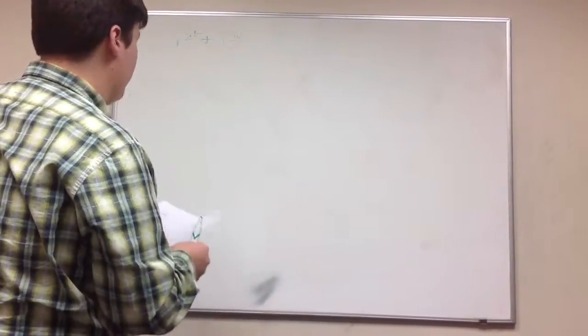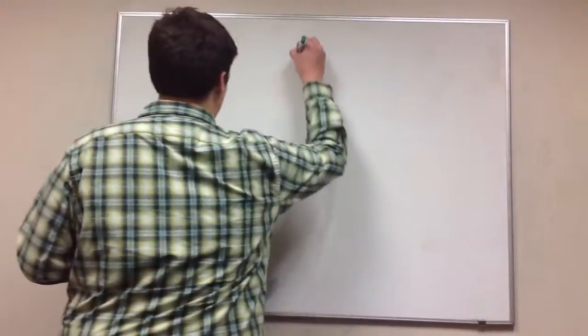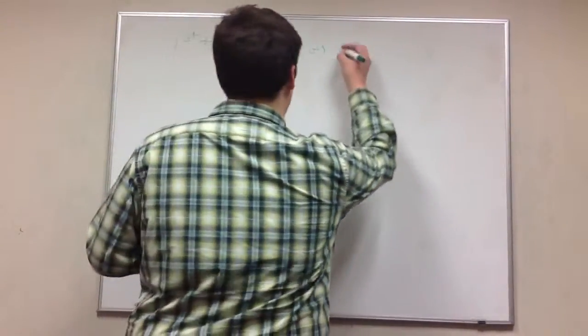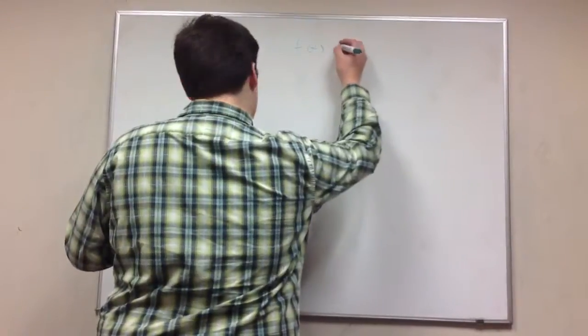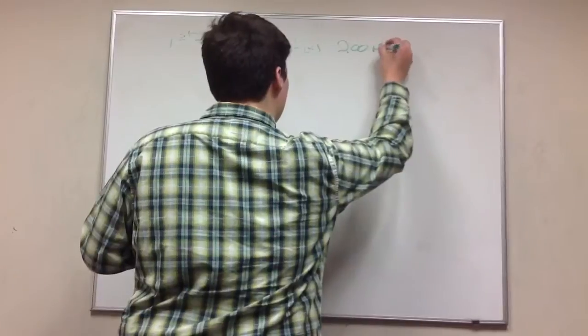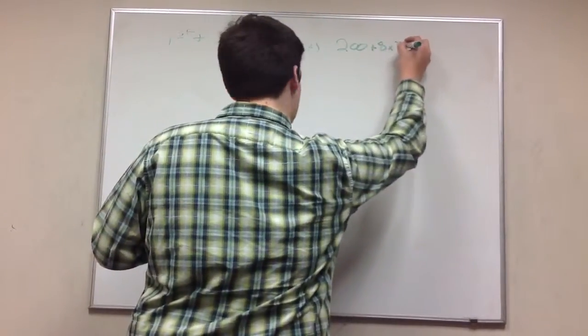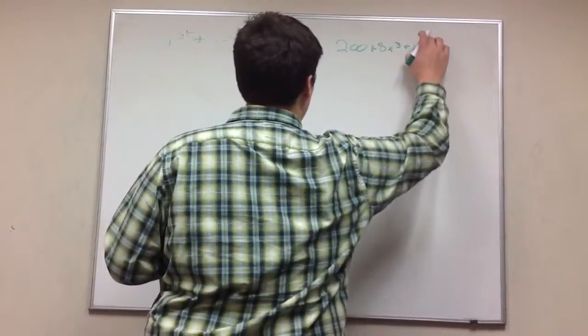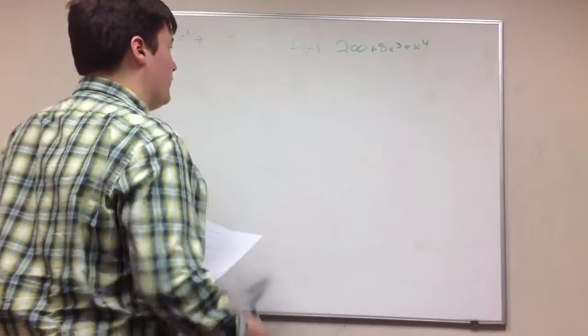Alright, now we're going to use this function here, f of x. I don't know if y'all can even see this marker. It's very hard to see. Oh, sorry. 200 plus 8x cubed plus x to the fourth. Alright, that's the function we're going to use.